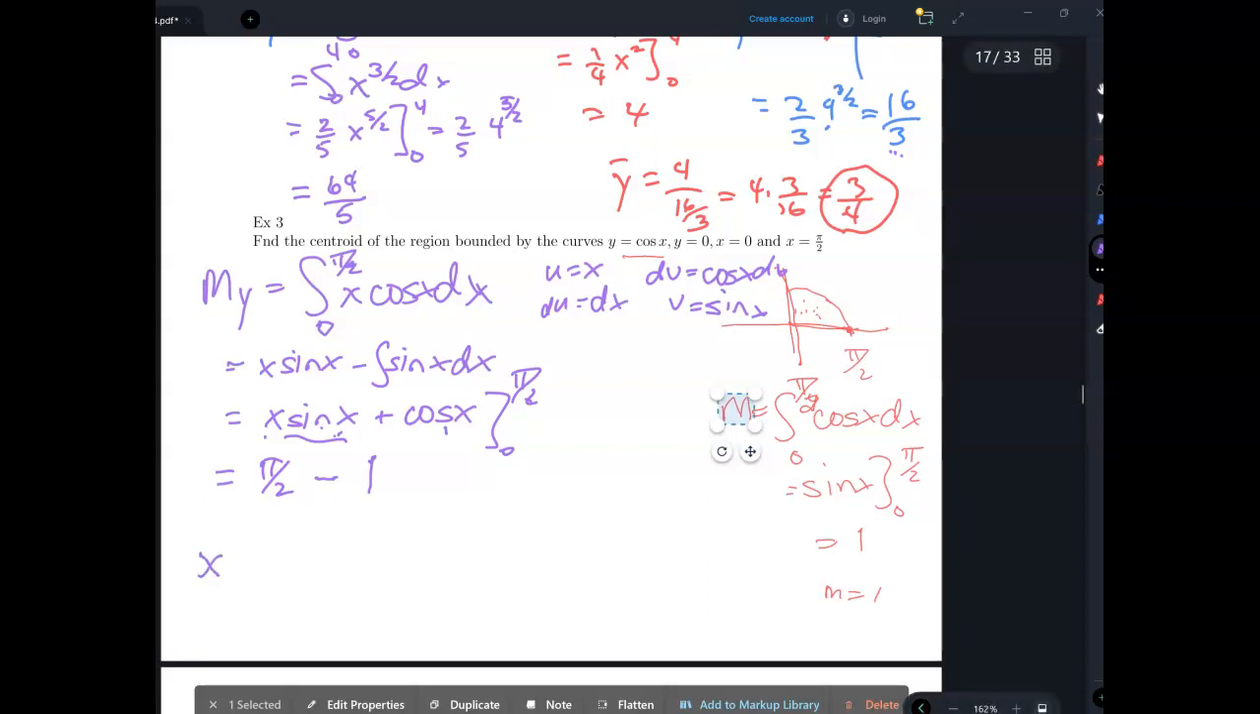So my x bar is equal to pi over 2 minus 1 over 1. I'm just emphasizing that. Okay, so now let's go do the other one.